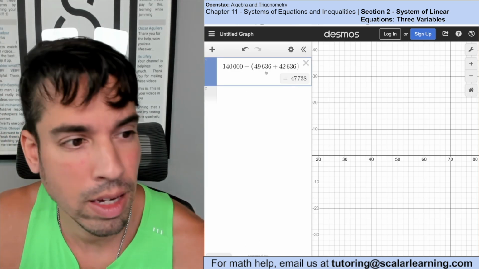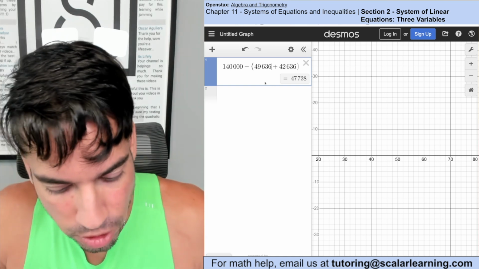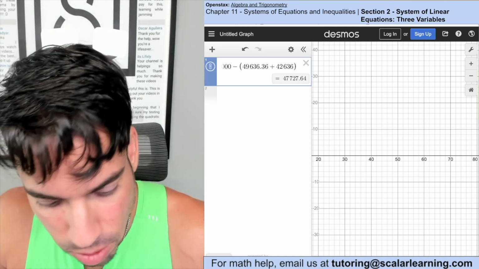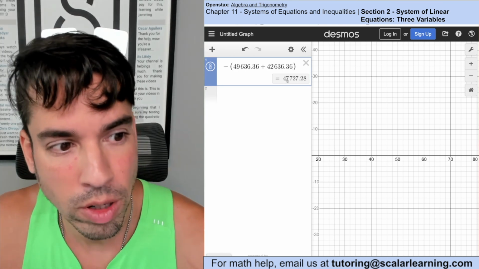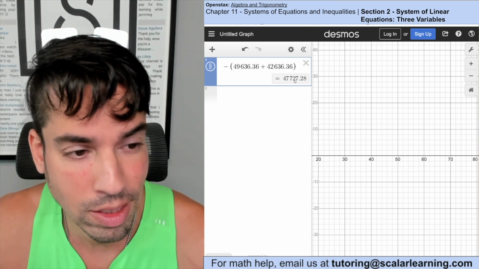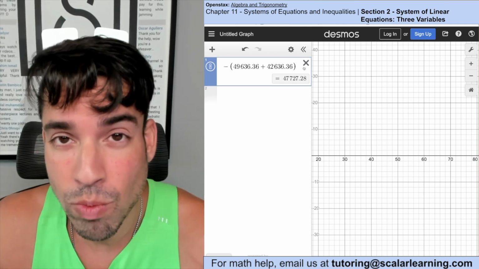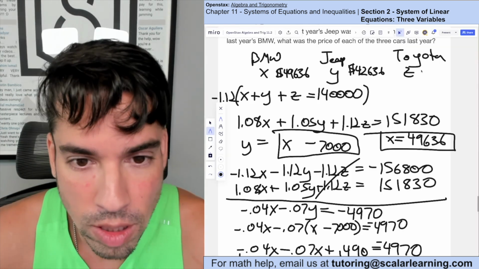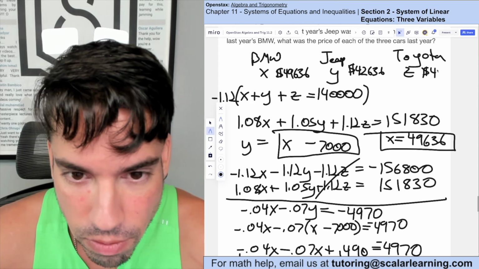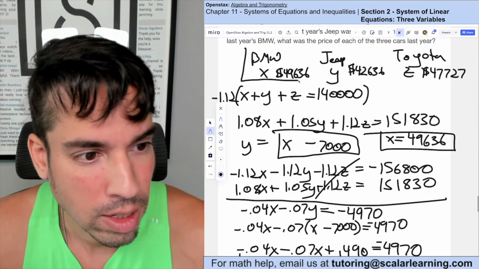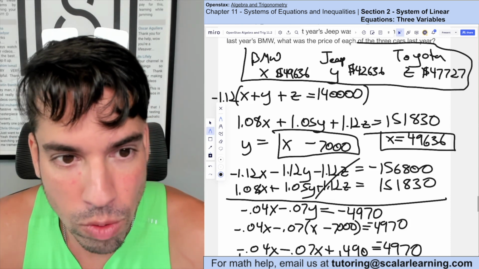But the thing is, I think in these answers, when they did this calculation, they didn't round it, so they kept it with that trailing decimal. So you see now when you do it, you get 47,727. And that's what they get in the back of the book. So just be mindful, they use the unrounded values in the calculation. So the last one for the Toyota is 47,727. And that is how you do it.